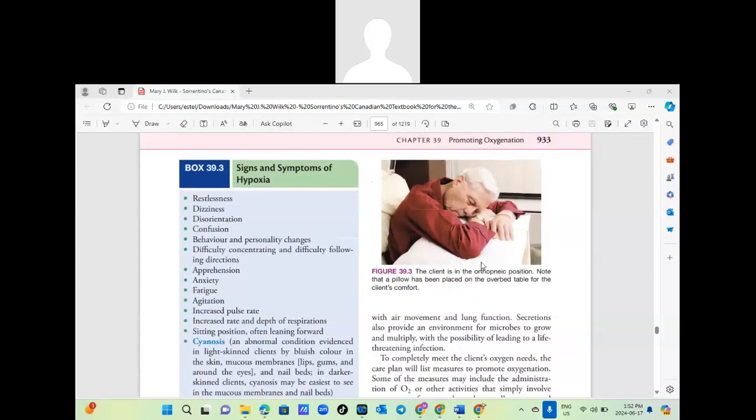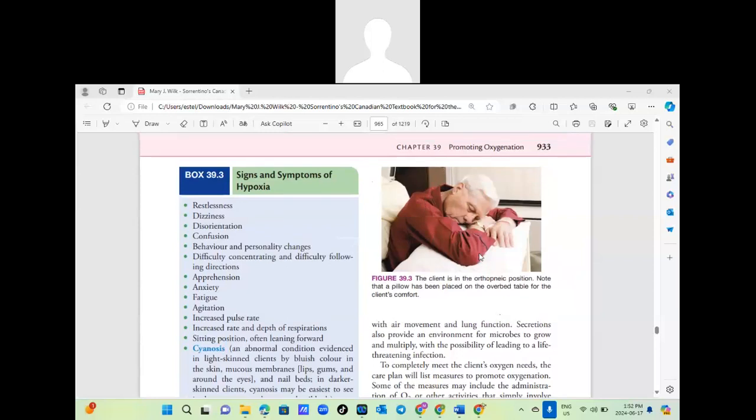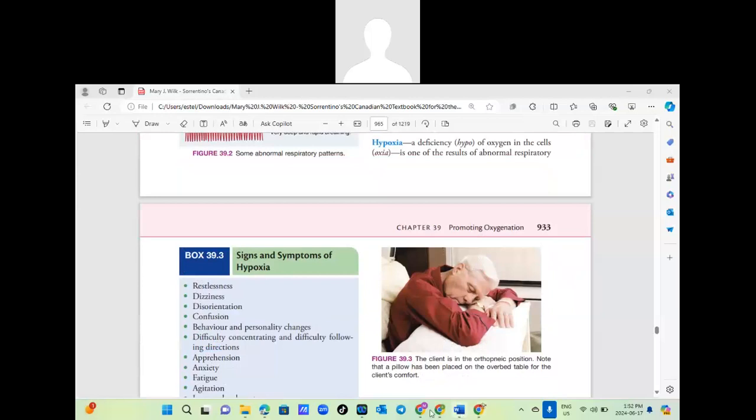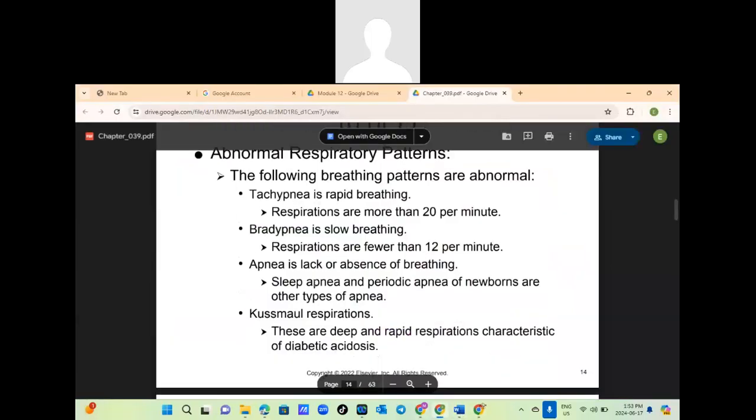So this is an orthopneic position. All right. So you're going to hunch over a little bit, put a table here. This is the table in the resident's room or the patient's room, and they lean forward, put a pillow in order to promote breathing. Okay. All right. So let's continue with our slides.